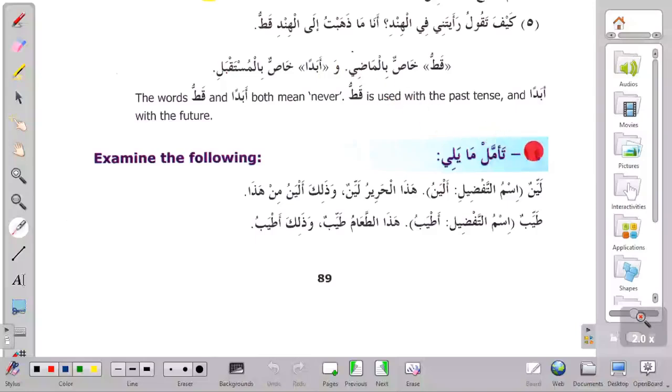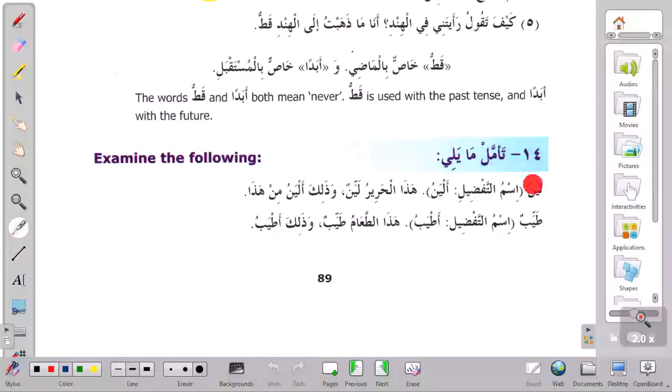Okay. Now let's look at here. Ta'ammal ma yali, we should take note of what follows. Layyinun. Layyin means soft. The ism tafdil of it is alyanu. Alyanu is the ism tafdil for layyin, softer. Hadha al-hariru layyinun, this silk is soft. Wa dhalika alyanu min hadha, and that is much softer than this.